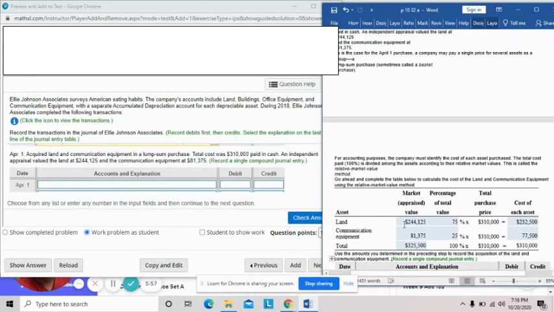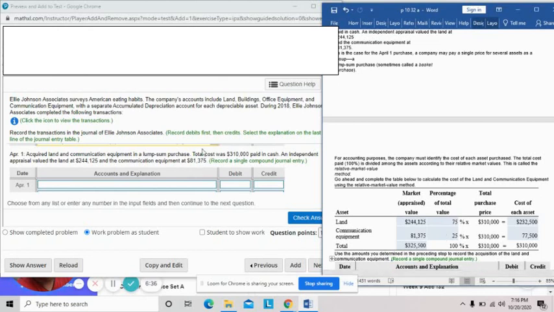Land, as you see here, had a market appraised value that was 75% of the total. Basically, what they did was take the 244,125 for the land, divide by the 325,500, to produce 0.75, which is 75%. So you see here, land makes up 75% of the total value. With the communication equipment, you take 81,375, divide by 325,500 to produce an answer of 0.25. Therefore, the communication equipment is 25% of the total value.